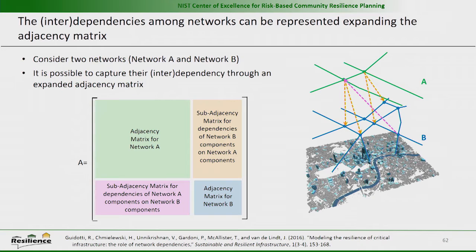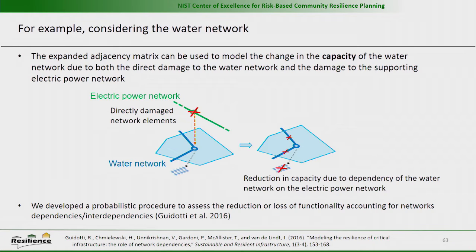What I'm showing here is the expanded adjacency matrix for network A and B. The top left sub-matrix is the adjacency matrix for network A. The bottom right sub-matrix is the adjacency matrix for network B, and the two off-diagonal sub-matrices capture the dependencies of A on B and B on A. For example, considering the water network, the expanded adjacency matrix can be used to model the change in the capacity of the water network due to both the direct damage to the water network as well as the damage to the supporting electric power network.